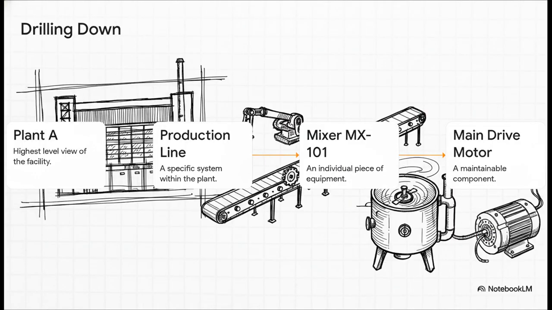And here's what that looks like in the real world. We start at the very top level, let's say plant A. From there, we can drill down to one specific production line. Then we can isolate a single machine, like this mixer, and we can even go all the way down to one specific maintainable part, like its main drive motor.